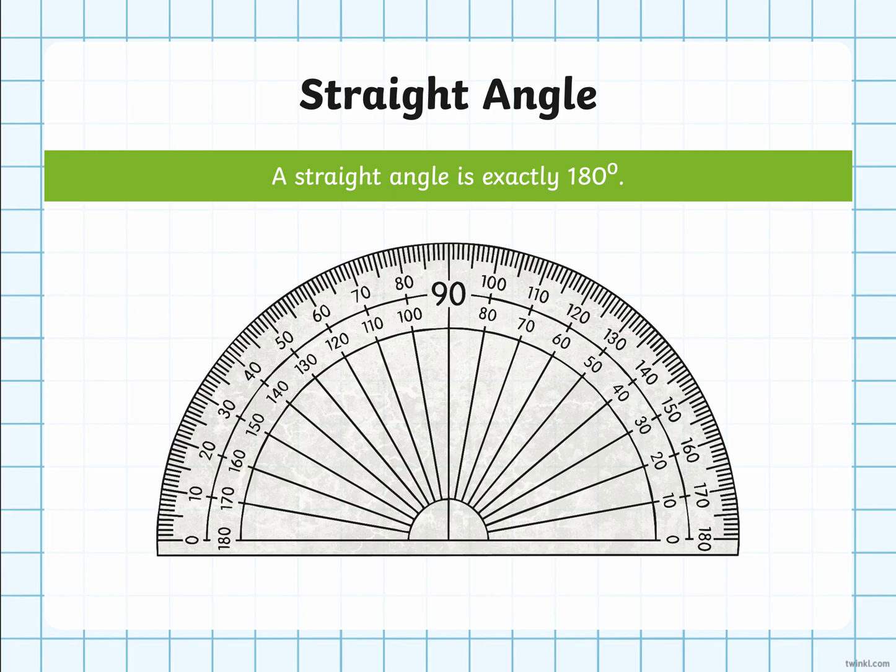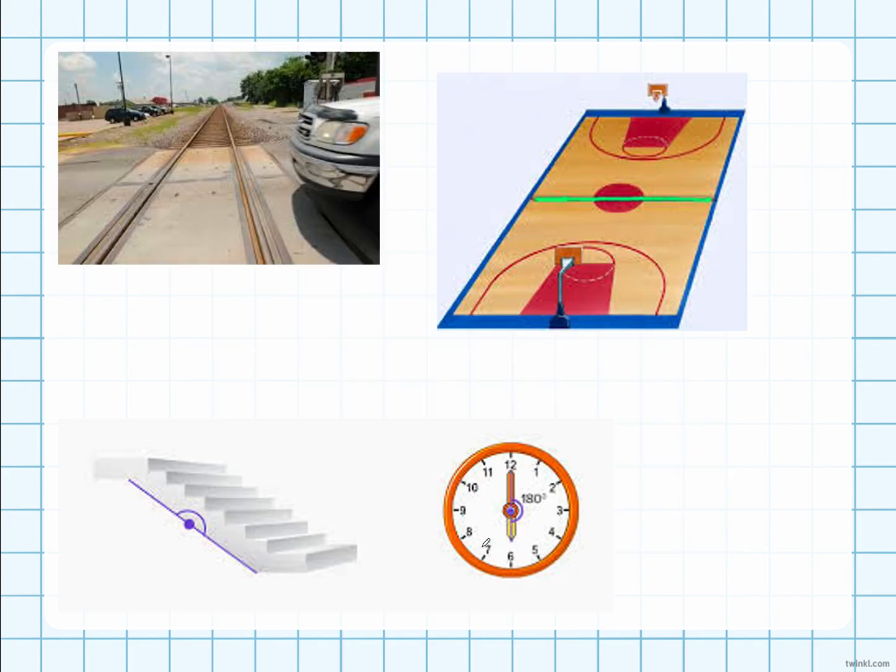Now, a straight angle is 180 degrees. There's a straight angle there. Think of a straight angle just as a straight line. Here are some examples of straight angles in real life. A clock at 6 o'clock, or railway lines. Those are all straight angles.